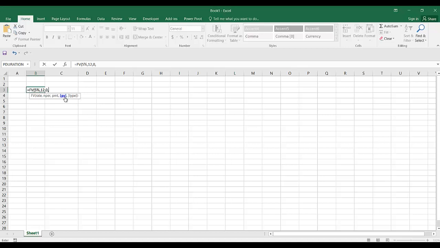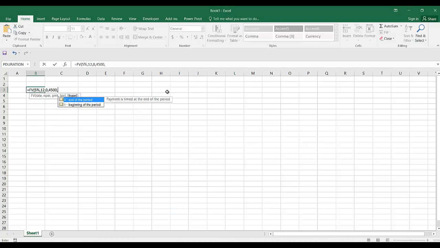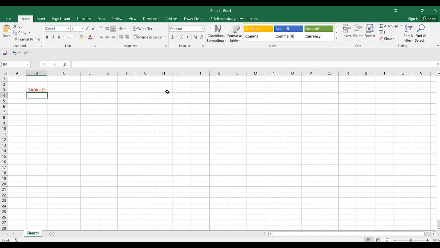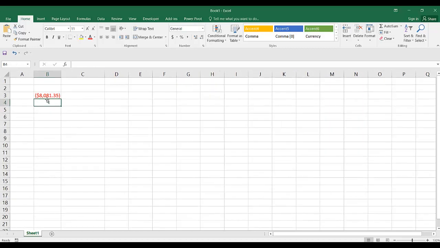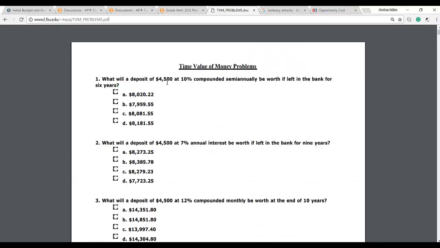So it's 0. Now the initial value is the money I'm putting at the beginning of the investment, which is $4,500, and this is going to capitalize at the end of every period. So I'm going to put 0 for the type, and here I get $8,081 at the end of 6 years. It's not bad since you haven't done anything, but it's 6 years. So this is what the money is worth at the end of 6 years.